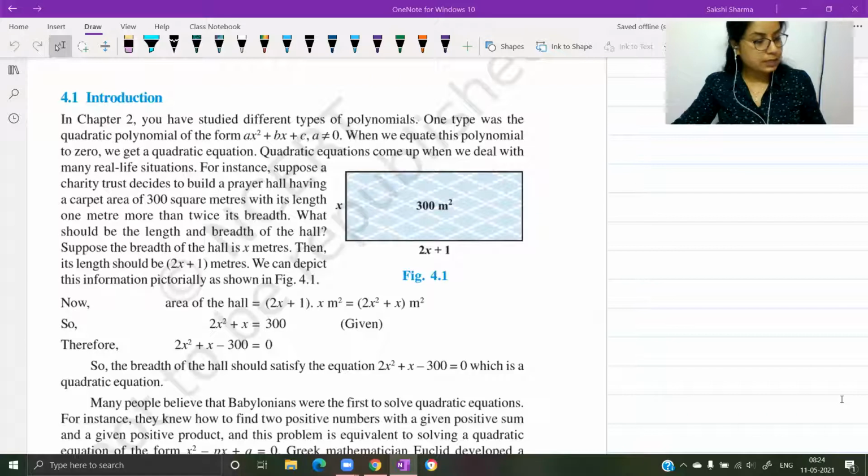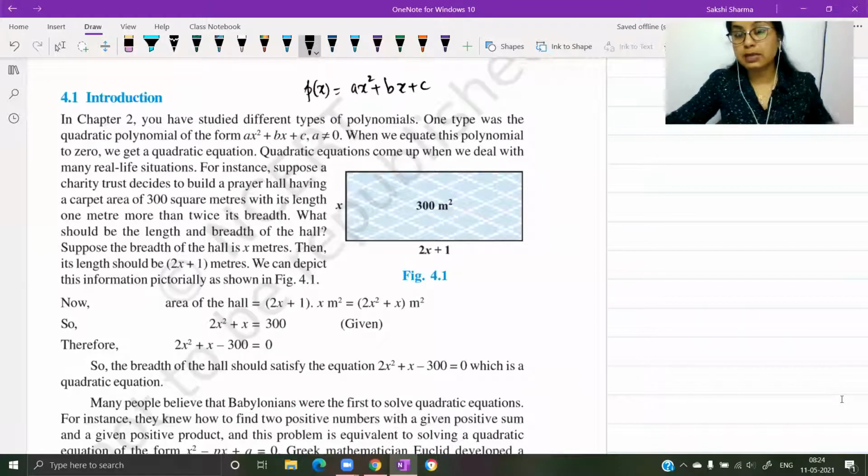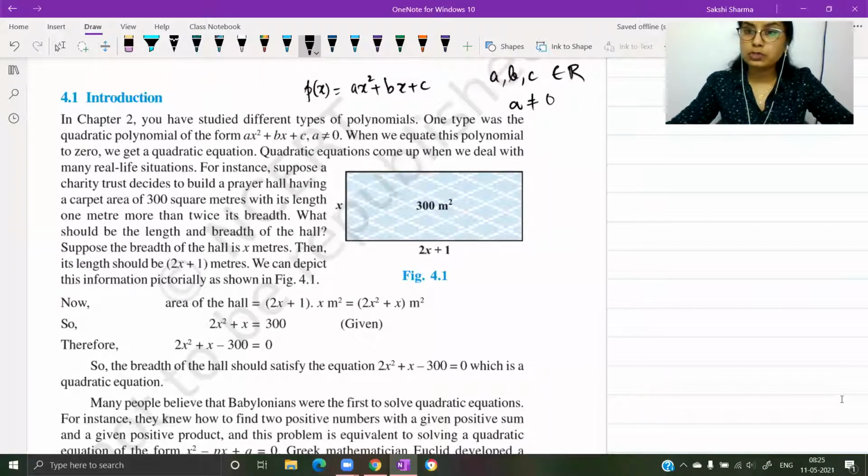Kindly turn to page 70. Quadratic equations are formed when you take a quadratic polynomial equal to 0. If we have a polynomial of the form ax square plus bx plus c, where a, b, c are real numbers and the leading coefficient is not equal to 0, the polynomial is called a quadratic polynomial. This is a quadratic polynomial.